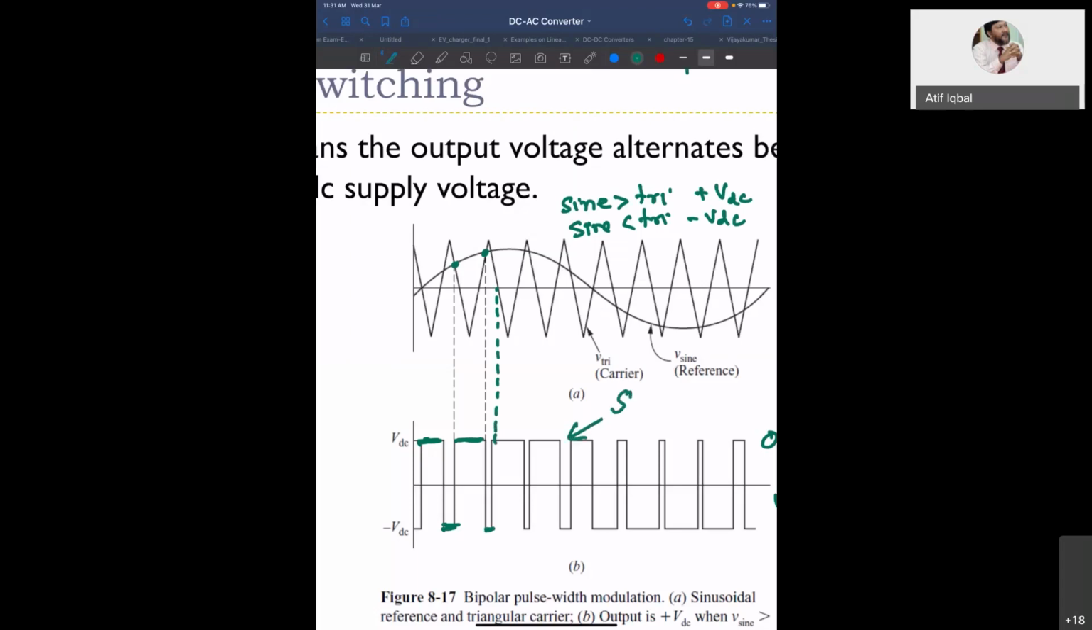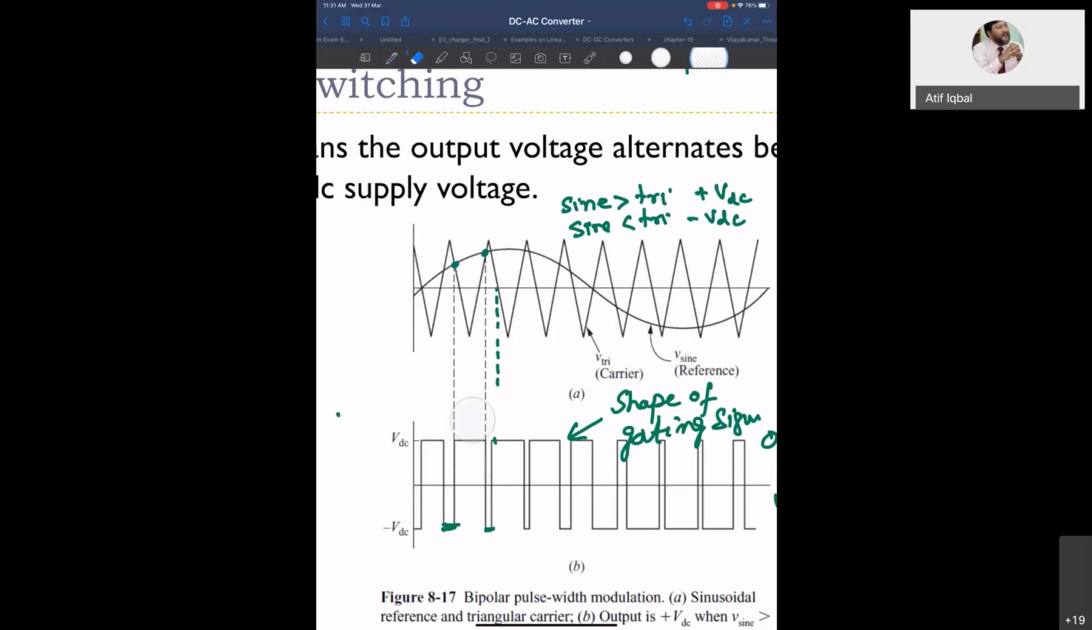Actually, this will be the shape. This is the same shape of gating signal. Here what is shown is the output voltage. Control is not shown here.